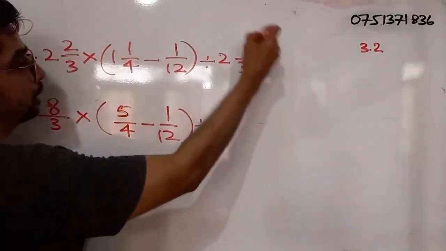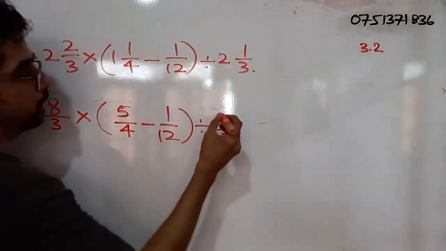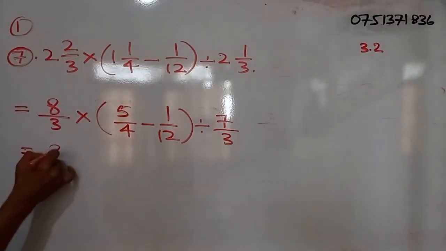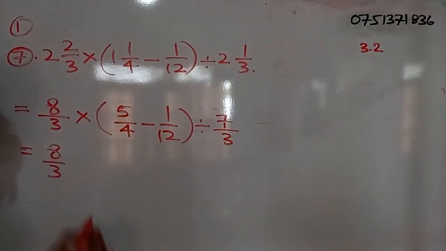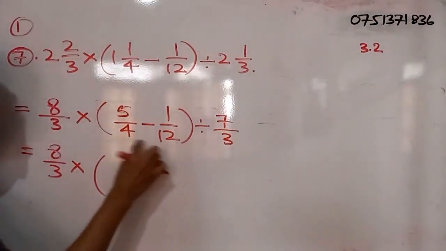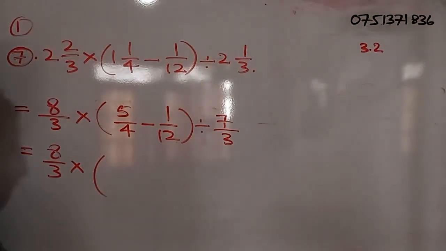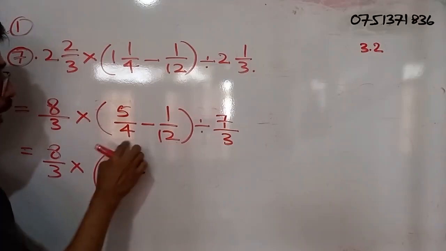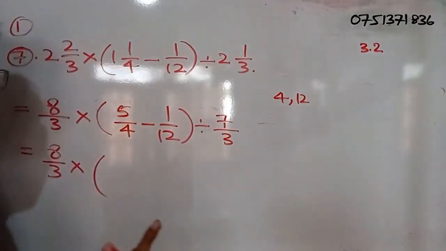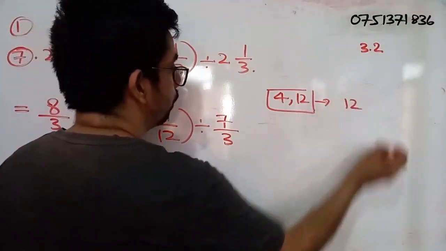So here when we consider this mixed number, the denominator will be 3. 3 times 2 that is 6. And add another 1 it becomes a 7. Right? So 8 by 3 into, when we consider the brackets, there are 2 fractions and we have to do the subtraction. Right? So if we take a look at the denominators, what are the numbers? 4 and 12. So the denominators are not same.